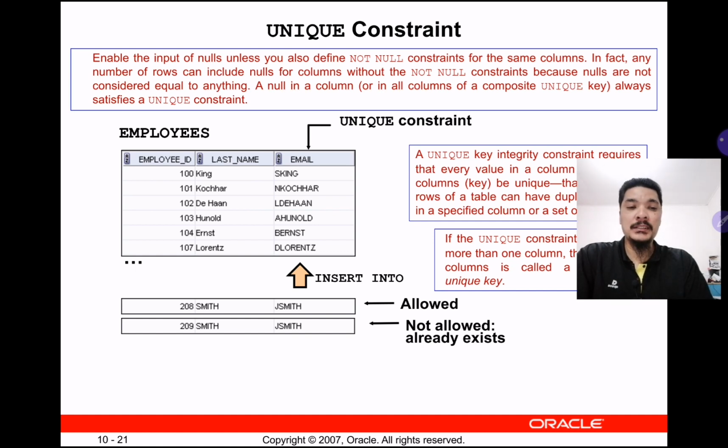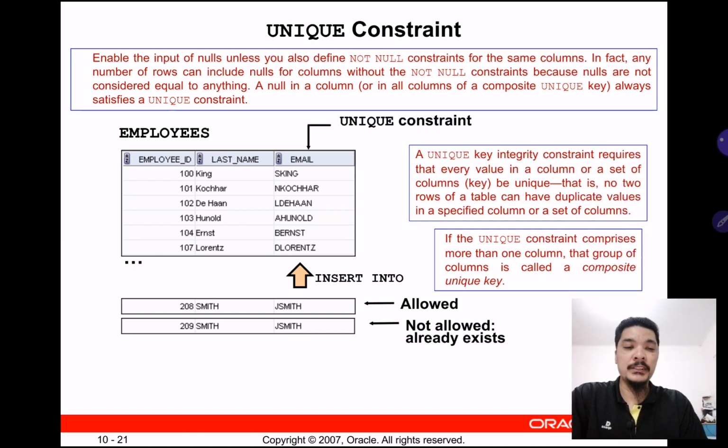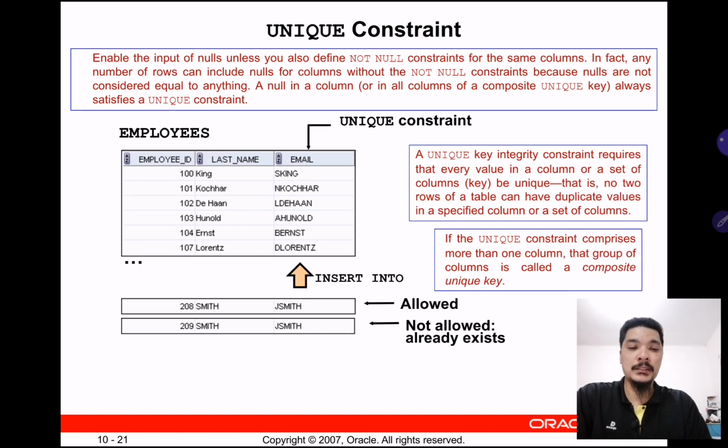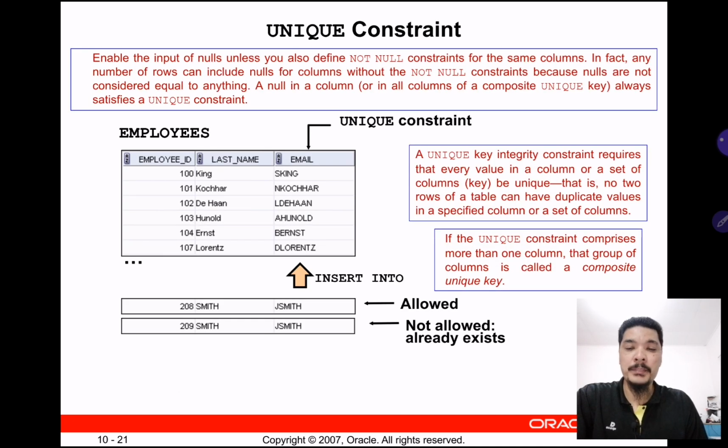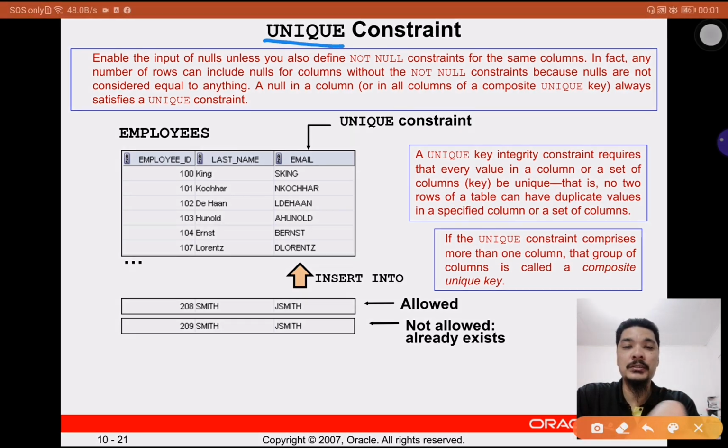Okay, so this is lesson 10, week 11, part 2. Previously we already covered in part 1 up until not null constraints. So for part 2, we will continue with the unique constraint. Okay, so what is the unique constraint?